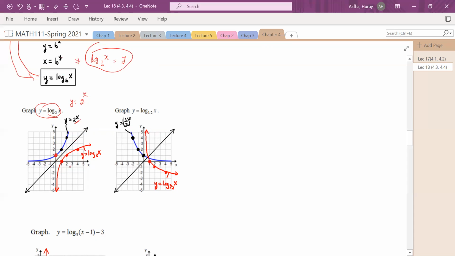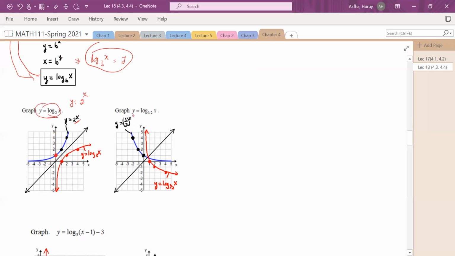So these are the logarithmic functions. For exponential functions, the x-axis was the horizontal asymptote, but now for the logarithmic functions, the y-axis is the vertical asymptote. Okay, as you can see, this is the vertical asymptote.